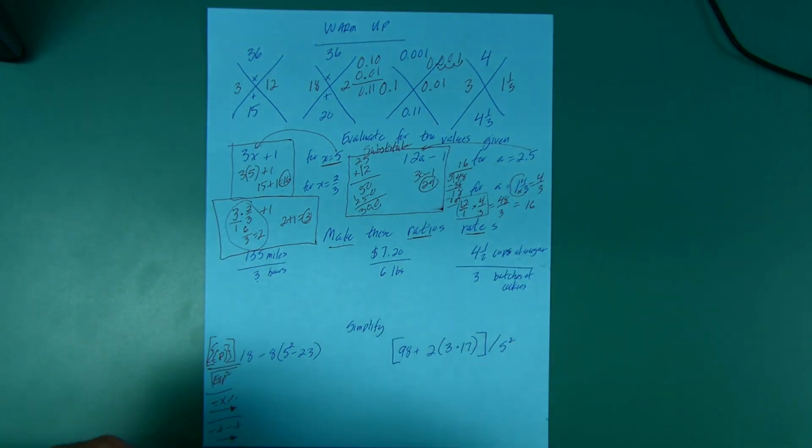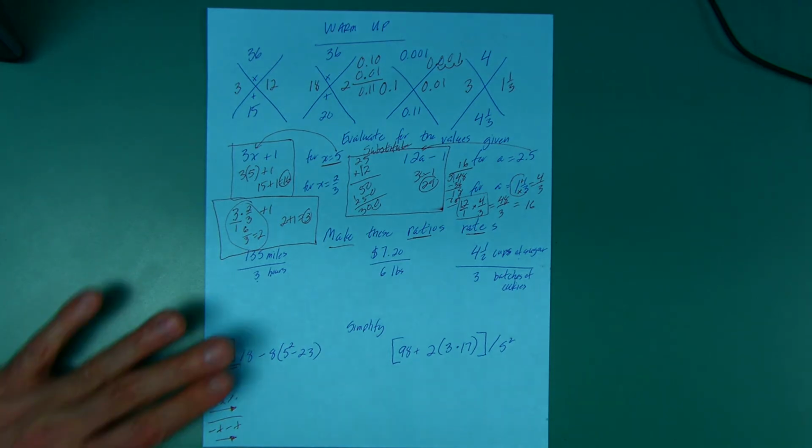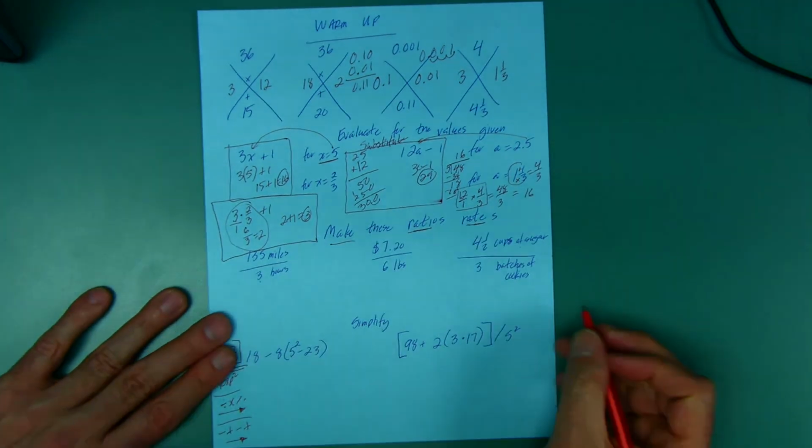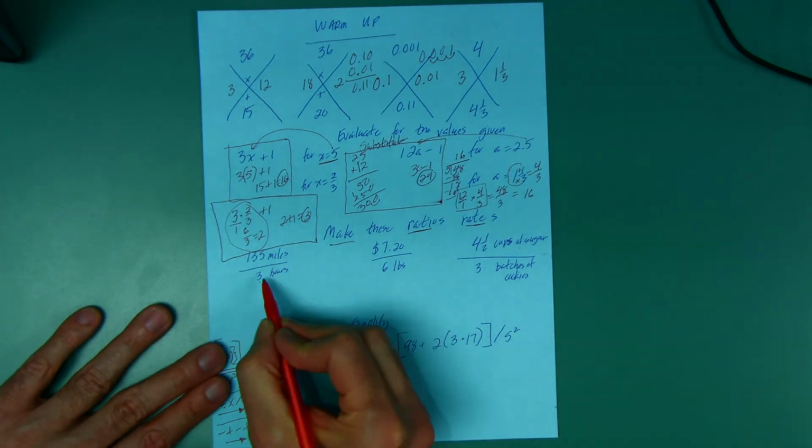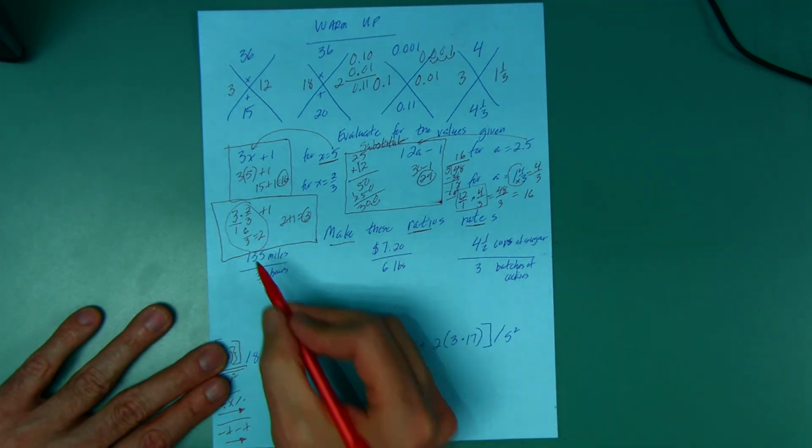Okay, so it's a good little trick to learn and practice. Okay, practice what they call cross canceling. Make your problems a little easier. Okay, so here we go. We have these rates. We're going to make ratios.